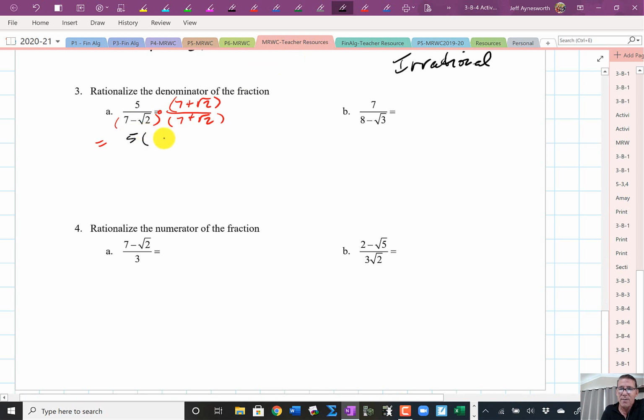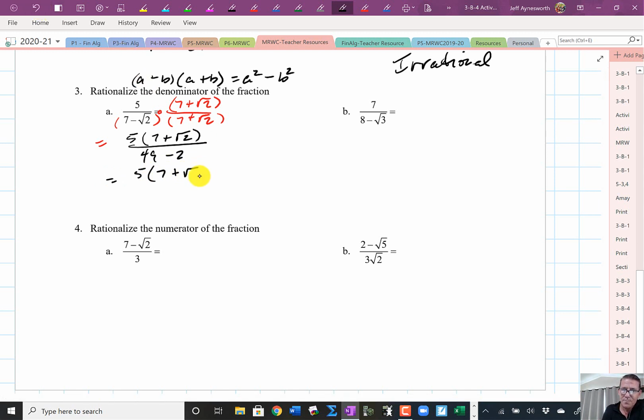So we get 5 times 7 plus root 2 up top. Down below is the difference of squares. So remember, a minus b times a plus b, well, that's the difference of squares, a squared minus b squared. So I got to square the 7 to get 49, and I got to square the root 2 to get 2. What do I get? 5 times 7 plus rad 2 up top, divided by 49 minus 2, which is obviously 45, not 47, sorry.